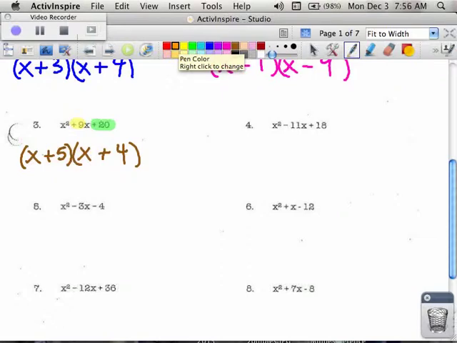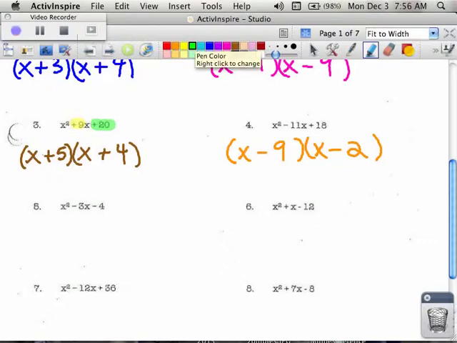In number 4, no common factor again, so I have x times x for the x squared term. Two numbers this time that add to negative 11 and multiply to 18. Agree? Negative 9 and negative 2. Negative 9 and negative 2 is correct. So negative 9 times negative 2 is positive 18, and negative 9 plus negative 2 is negative 11.